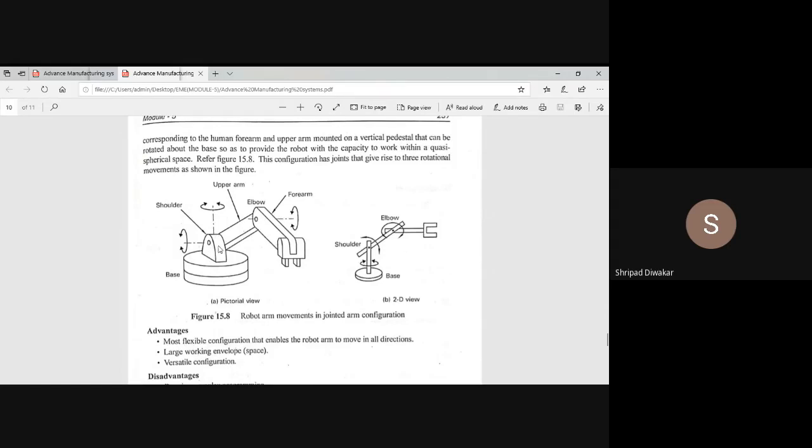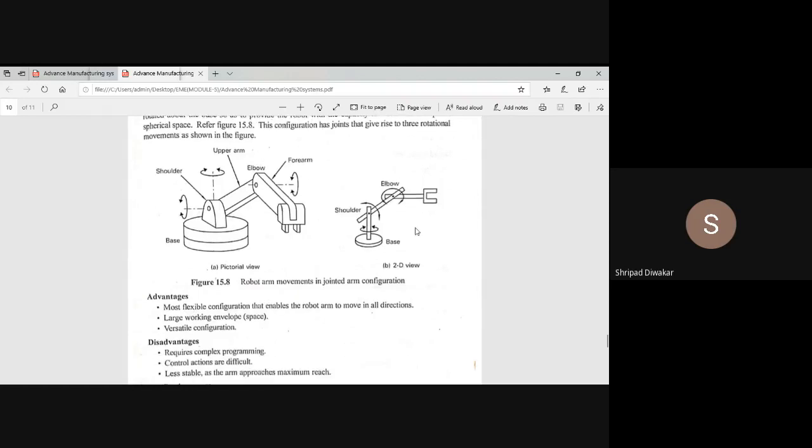So this is called the pedestal, and it can be rotated about the base. Remember, we can rotate this pedestal about the base. So we can have three rotational movements at a time. That's why it is called a jointed arm. Jointed arm means we have different arms connected to the shoulder. One is the forearm, one is the upper arm.